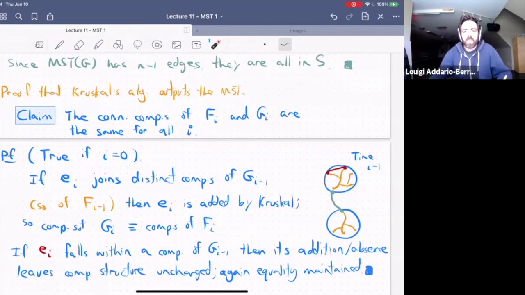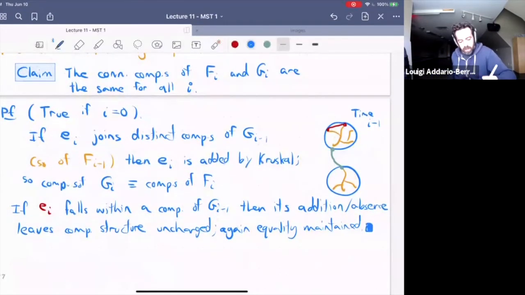Okay, and by the same connected components, I just mean that if you think of the components as giving you a partition of the vertex set 1 up to n, then those partitions are the same whether you look at the G process, the graph process, or the forest process. Obviously the edge sets aren't the same, because edges like this get added by the graph process and not by the forest process.